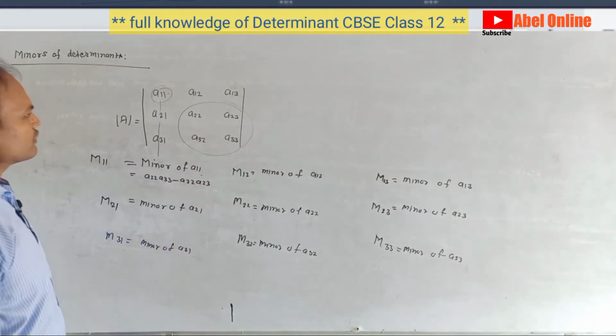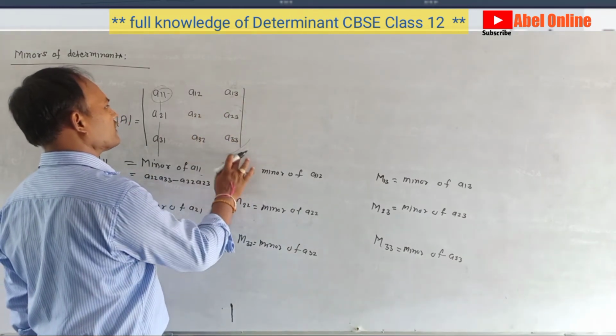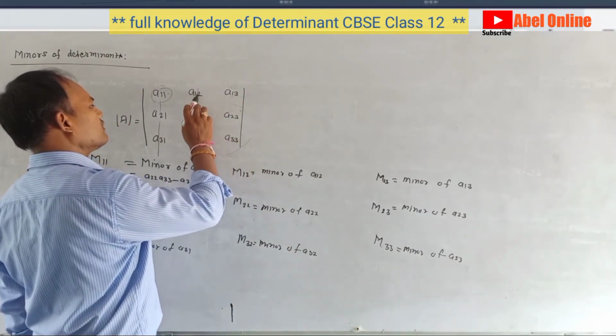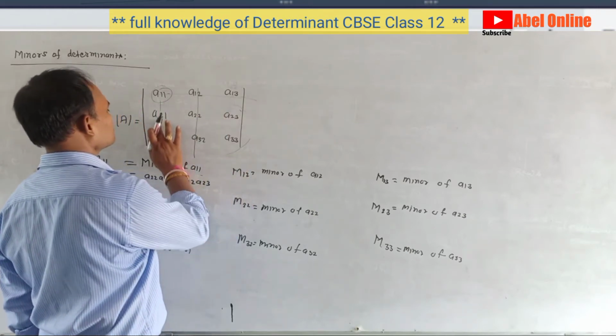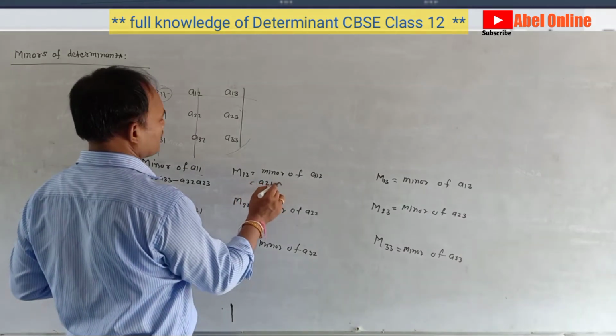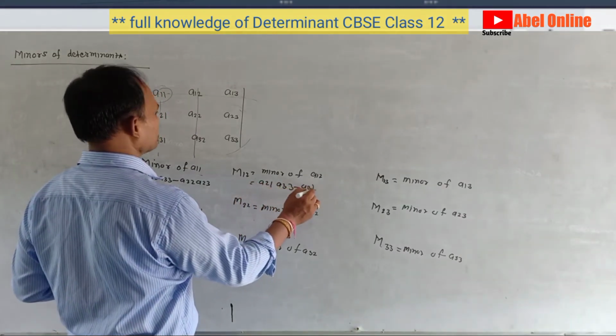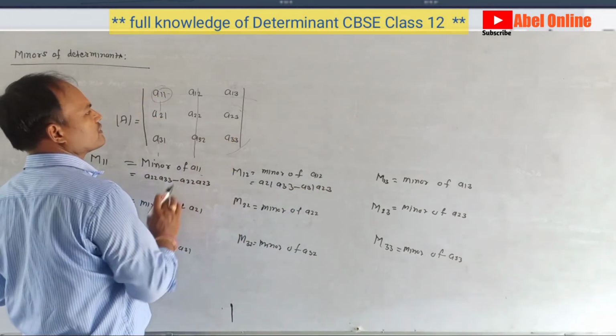What about the minor of A12? When we are talking about the minor of A12, just eliminate the row and column. The remaining part is A21, A33 minus A31, A23. This multiplied by this, and this multiplied by this.